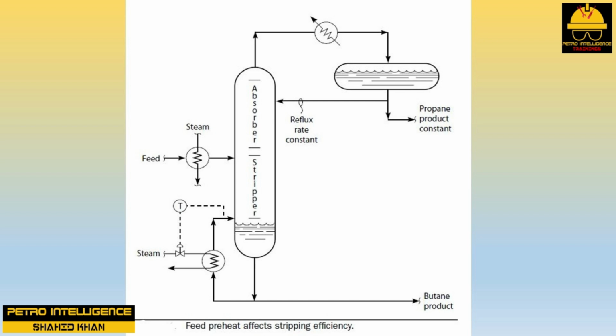This means that the total heat flow into the tower is constant. Or the sum of the reboiler duty plus the feed preheater duty is constant. If the steam flow to the feed preheater is increased, then it follows that the reboiler duty will fall.